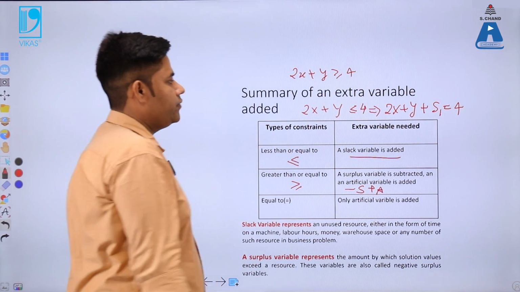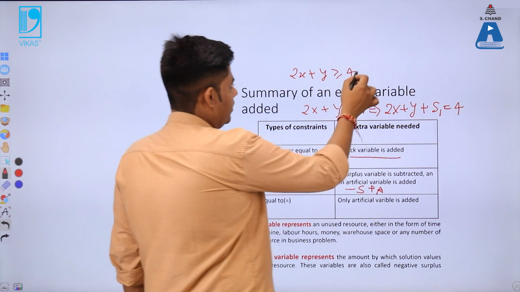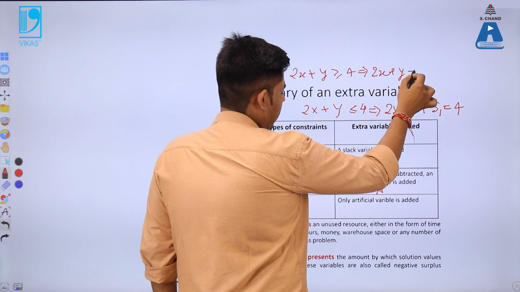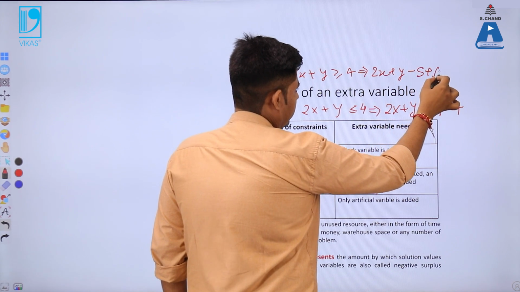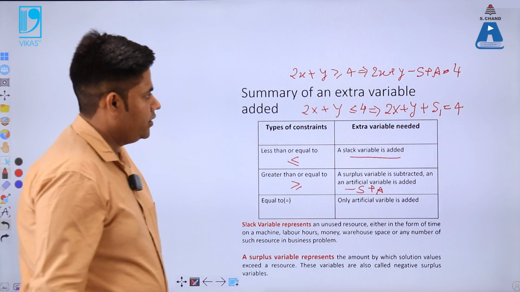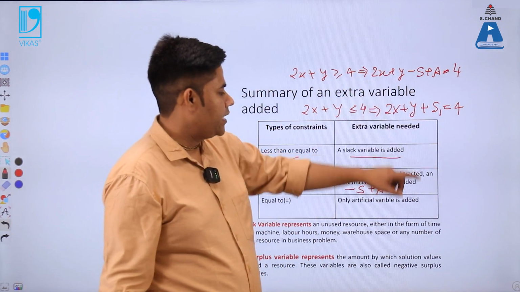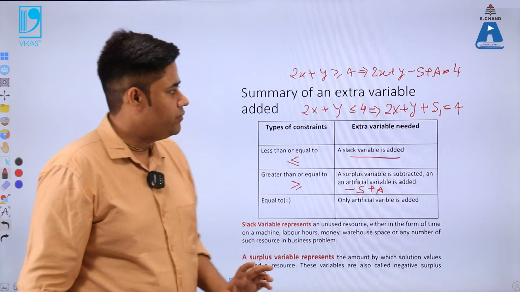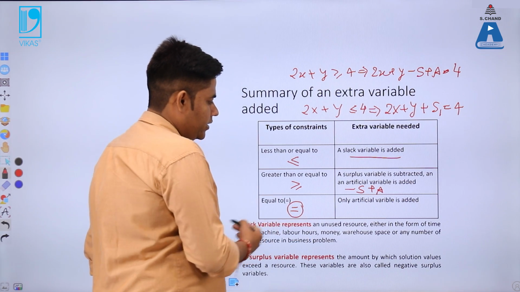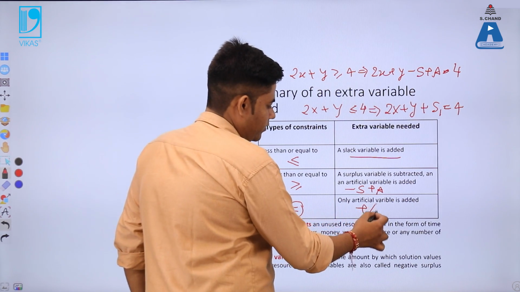I have this more than type constraint. So what can be done? I need to subtract the surplus variable and add an artificial variable in order to make it an equality. So the surplus variable is to be subtracted and an artificial variable, A, is to be added. But if it is only an equal to type constraint, then also we need to add an artificial variable into it.